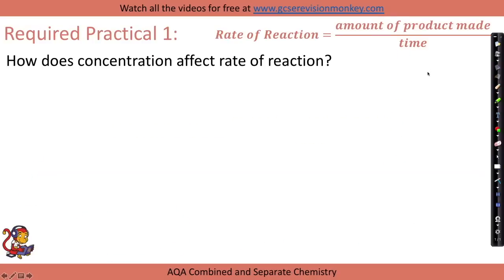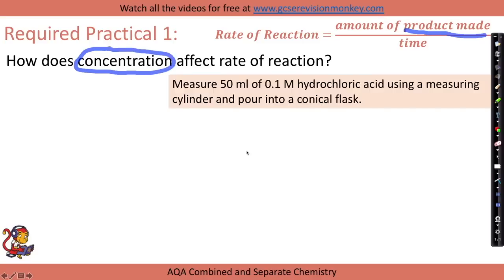There are several different practicals that you can do to calculate rate of reaction, and any one of these may come up in the exam. So this first one focuses on the amount of product made over time, and the independent variable that we're going to change is concentration. So we'd measure 50 ml of 0.1 molar hydrochloric acid using a measuring cylinder and pour it into a conical flask.